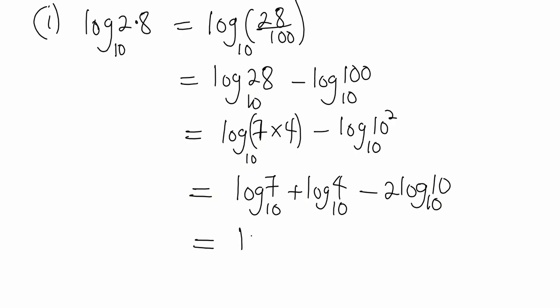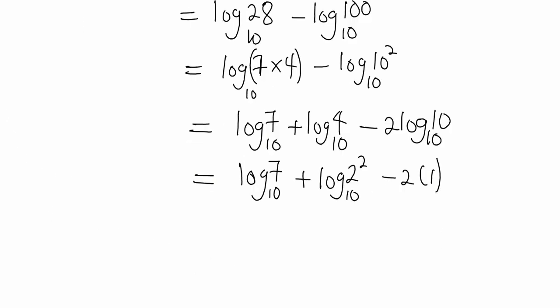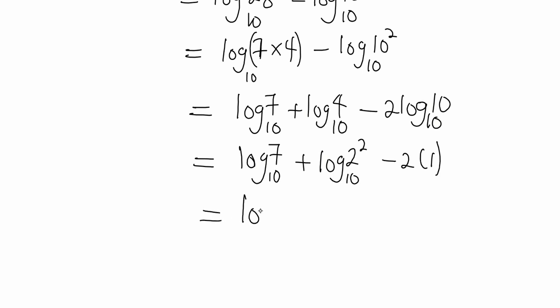Now at this point, we have log 7 maintained here, and then plus 4 can be written as 2 exponent 2. So we should have the logarithm of 2 exponent 2 base 10 here minus 2. Now the logarithm of a number to the same base gives us 1, which implies that log 10 base 10 gives us 1 here. Now if that continues, then we can further simplify. We have log 7 base 10 plus 2 log 2 base 10. That is writing this exponent as a coefficient to the logarithm. Now we have 2 times 1 gives us minus 2.